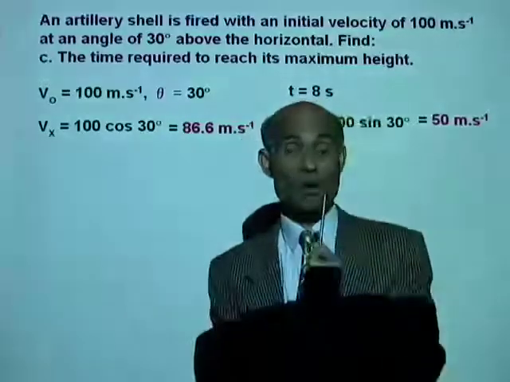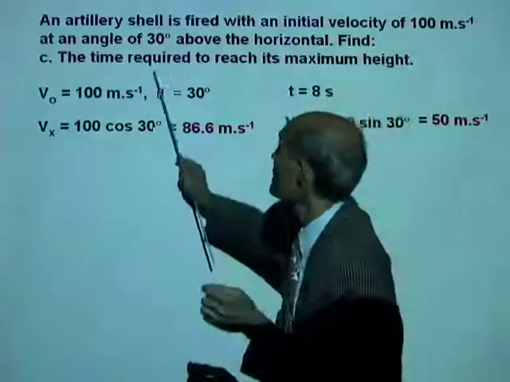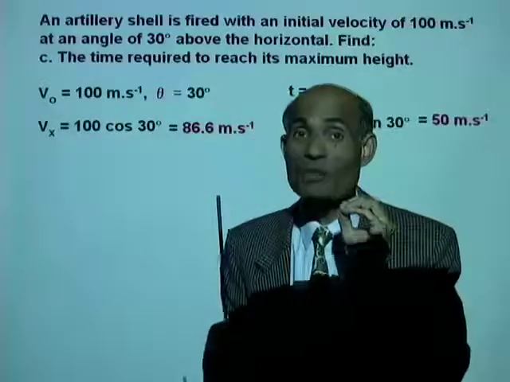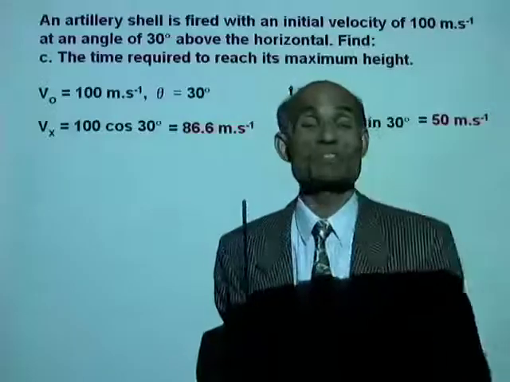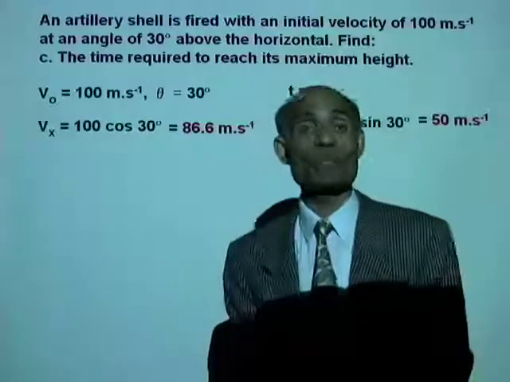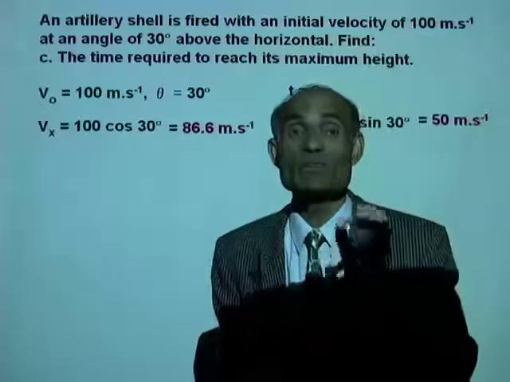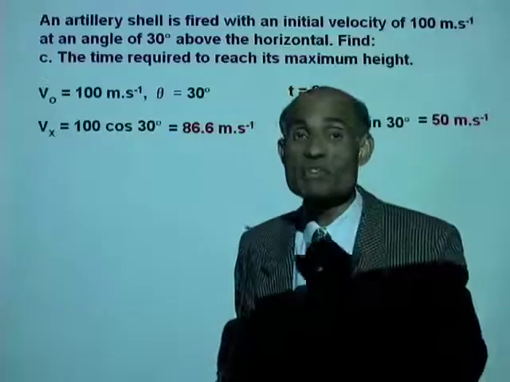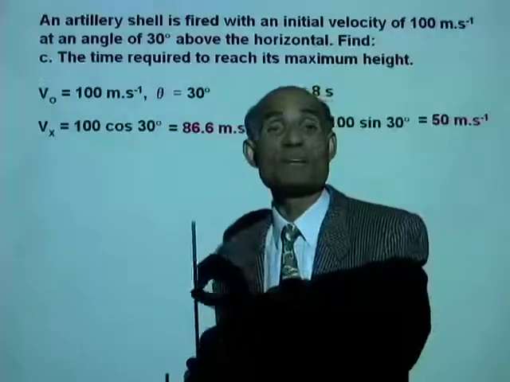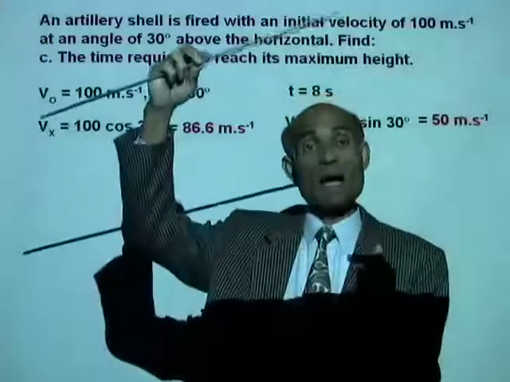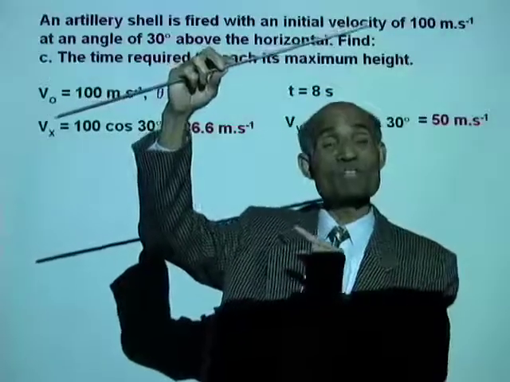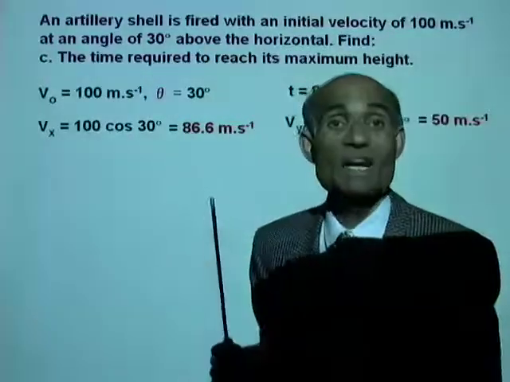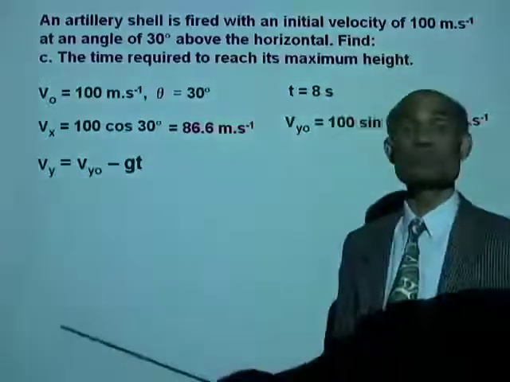And so, in order to find the time taken to reach the maximum height, all we need to do is write down the vertical velocity equation. What is the equation for the vertical velocity? Vy equals Vy0 minus gt, which is v0 sine theta minus gt. And at the maximum height, what will be the value of that vertical velocity? It will be 0. So we set that equal to 0 and solve for t. That's all we need to do.